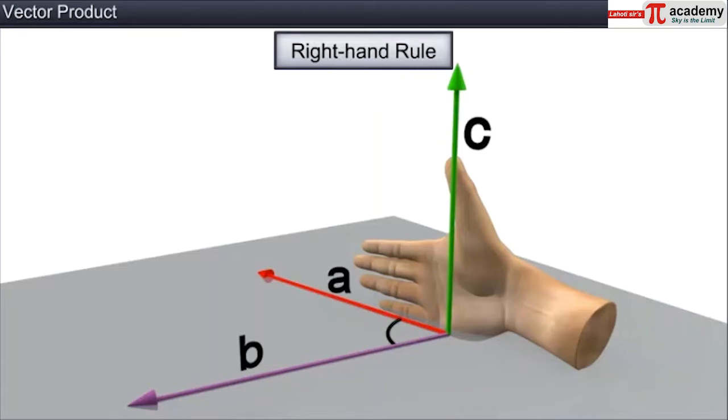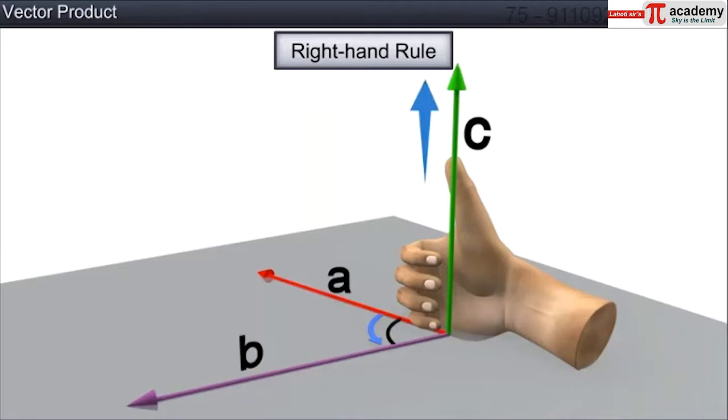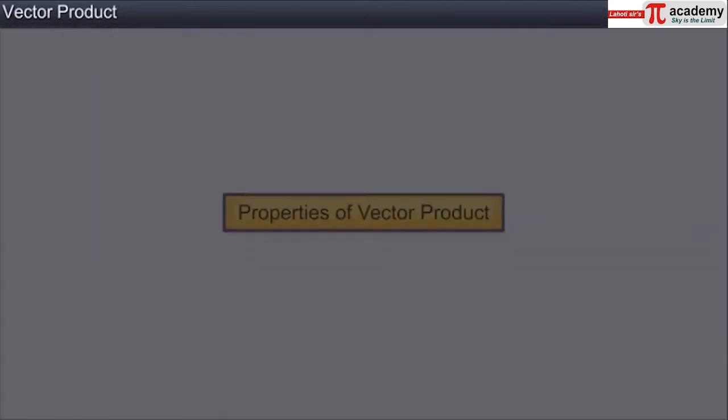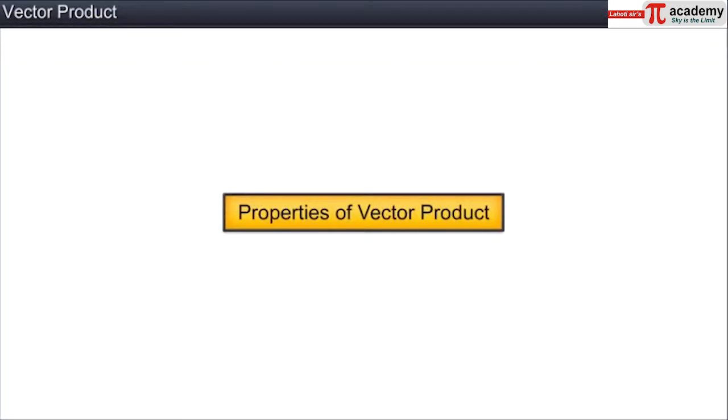Stretch the right-hand palm as shown and place a long vector A perpendicular to the AB plane. If the fingers can curl from A to B through the smaller angle, then the direction of the thumb indicates the direction of the vector product of A and B. Now let us study some properties of vector products.